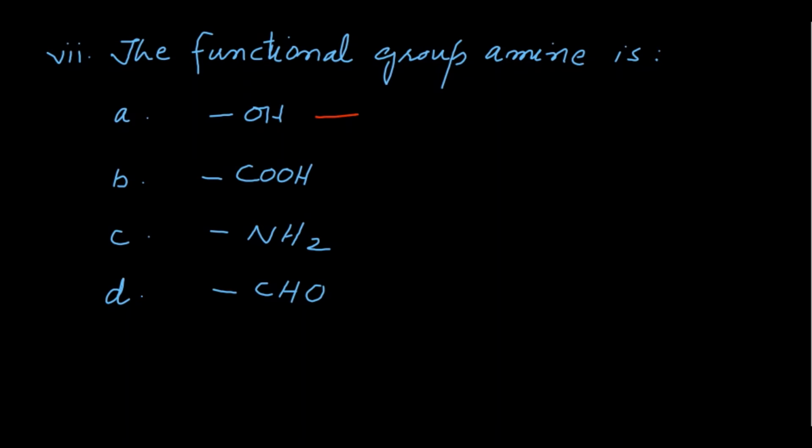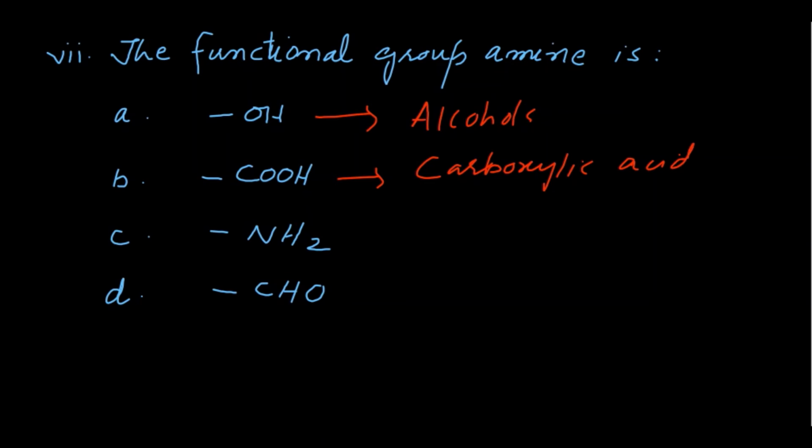OH, hydroxyl group. This is the hydroxyl group and usually it is present in alcohols. The first one is, which functional group is there? A hydroxyl group. It is present in alcohols. Alcohols, right, students? The second one, COOH group, carboxylic group. Usually this group is present in carboxylic acids. Carboxylic acids.